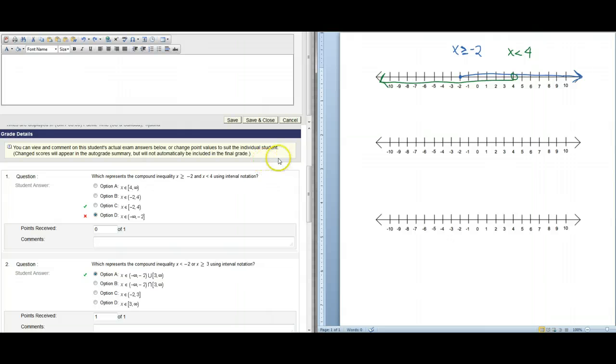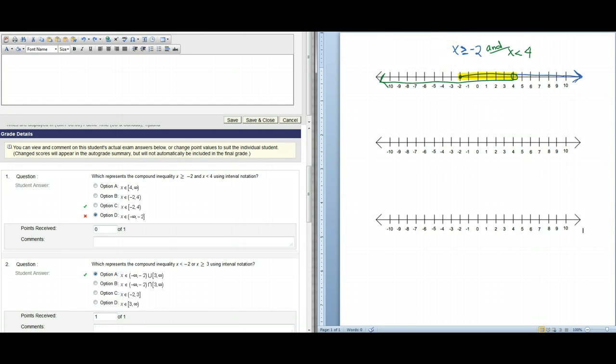Okay. Now because of the word and, in that problem it says and, that means you just take the overlap. So the answer to this problem, if you graph it, is just right there. That's where those two things overlap.